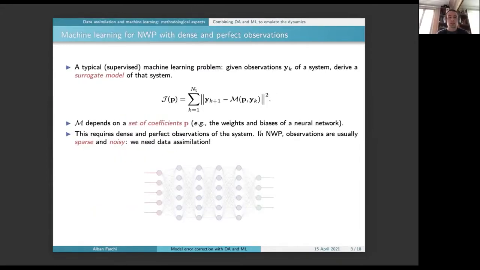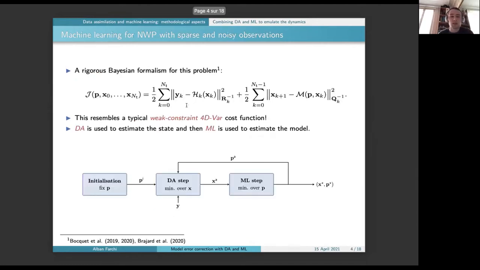So let us start from this typical supervised machine learning problem. Given observations Y of a system, we want to derive a surrogate model of that system. The surrogate model depends on a set of coefficients P. For example, these could be the weights and biases of a neural network. And the optimal set of coefficients are those that minimize this cost function. Obviously, this formulation requires dense and perfect observations of the system, whereas in numerical weather prediction, observations are usually sparse and noisy, which is why we need data assimilation.